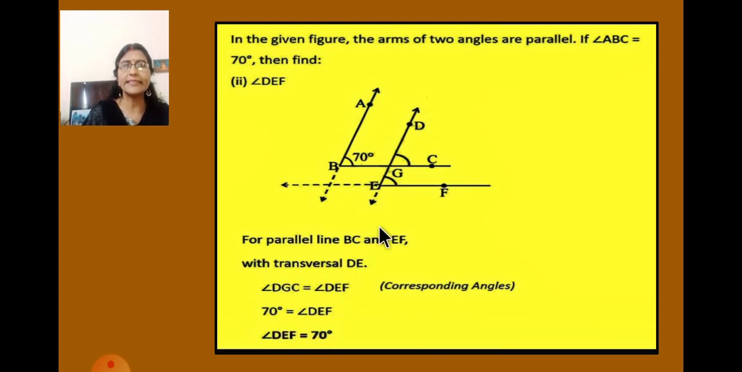So angle DEF is corresponding to this angle. You can see these two angles are corresponding to each other. So this angle is also equal to 70 degree. Therefore, angle DEF is equal to 70 degree. And here in bracket you have to write corresponding angles.